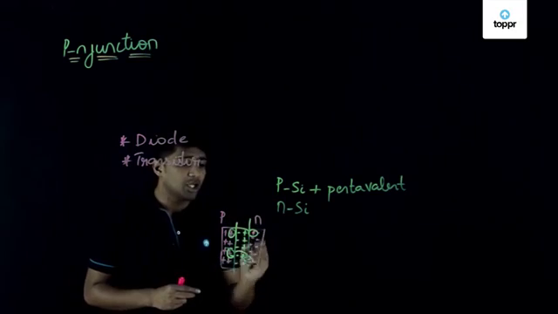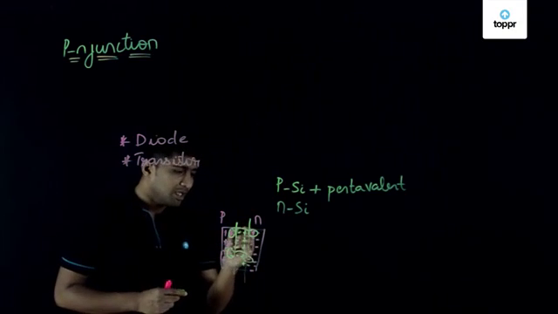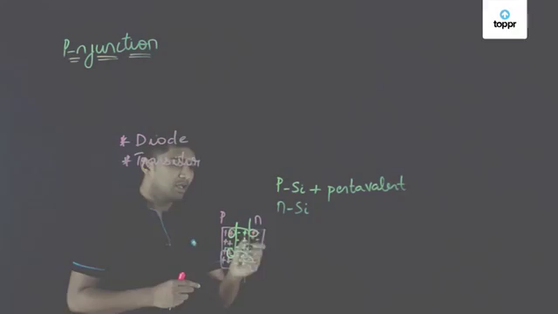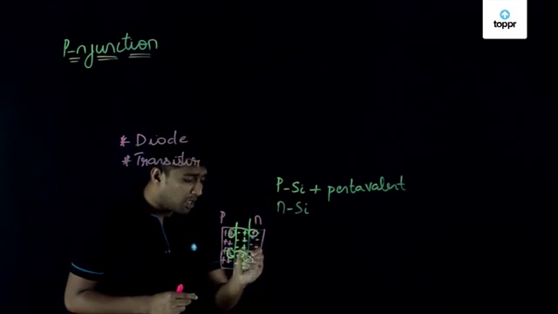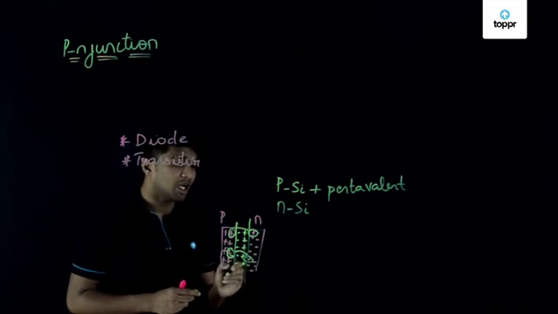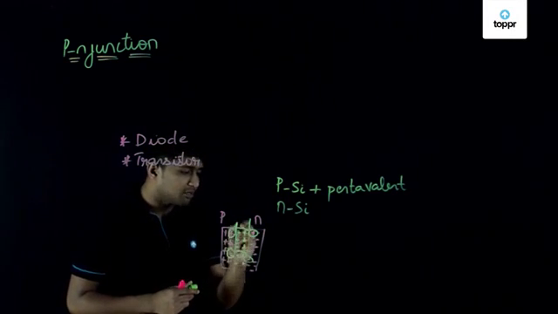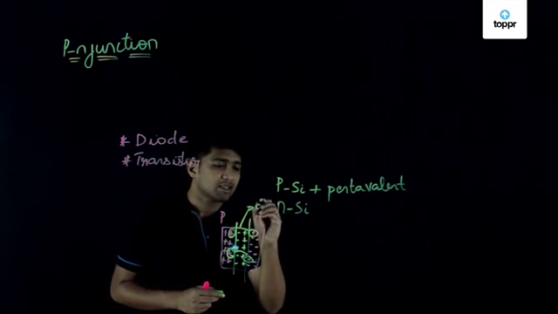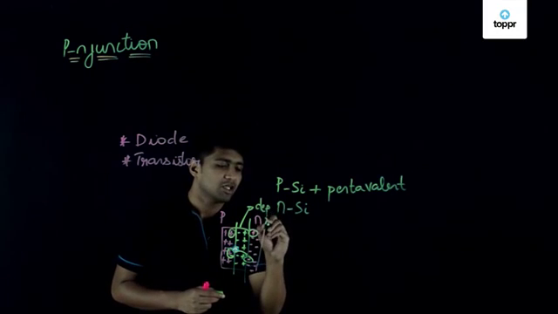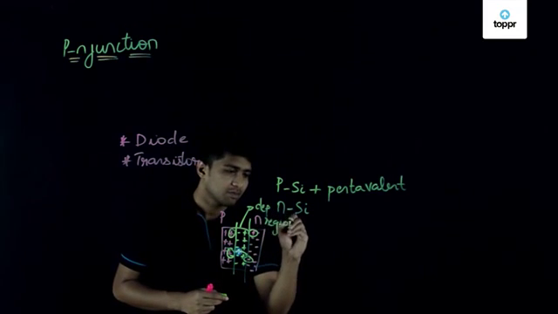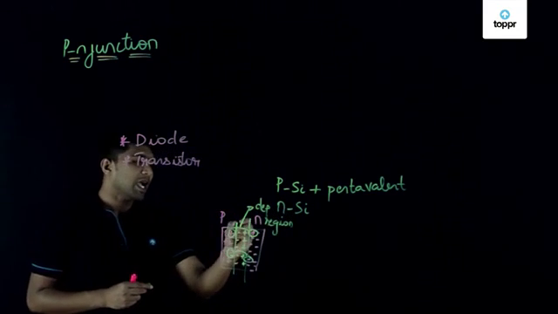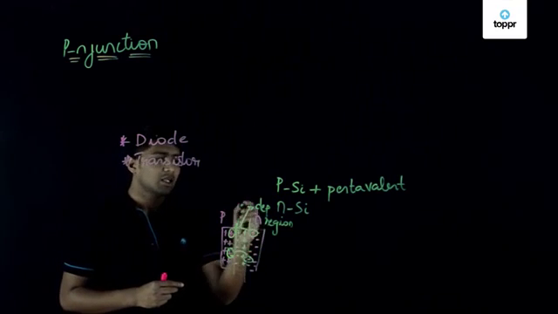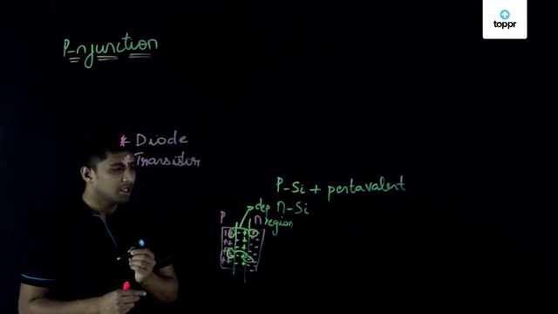So this region where we have the negative and positive charges, which means the boundary of n is filled with positive charges and the boundary of p is filled with negative charges, is called the depletion region. This region where we have positive and negative charges is called the depletion region.